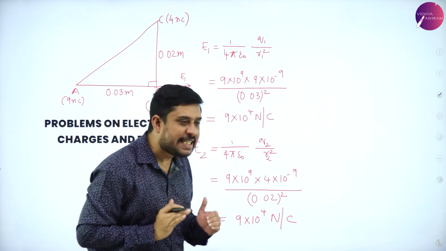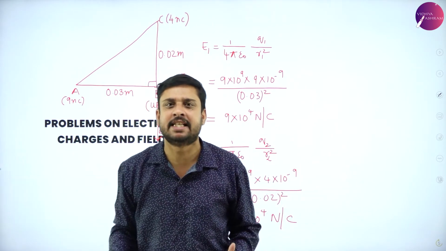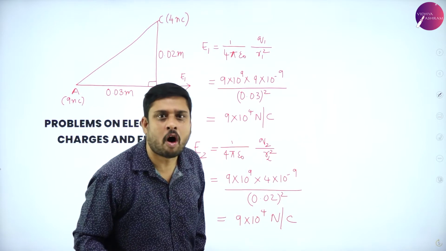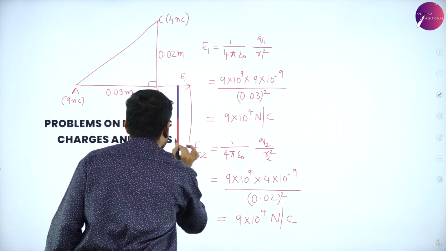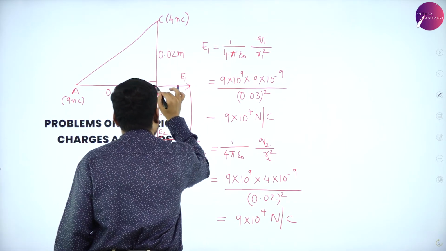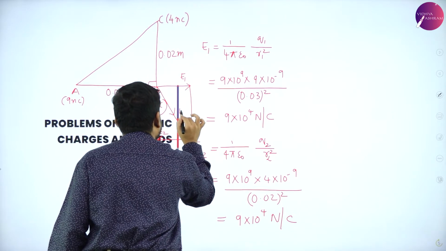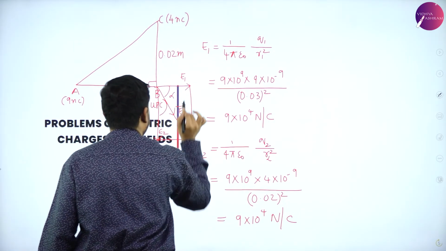Again, how will I find the resultant electric field? Same as we did in the previous problem. Parallelogram law of vector addition. Construct the parallelogram from the point of application, direction of the electric field. This will be alpha.